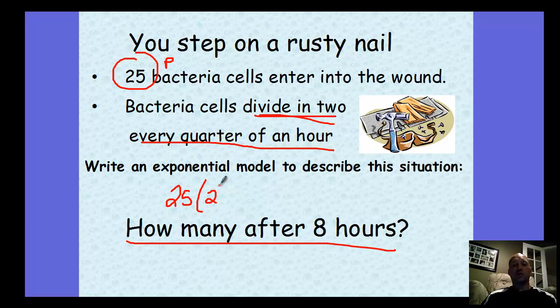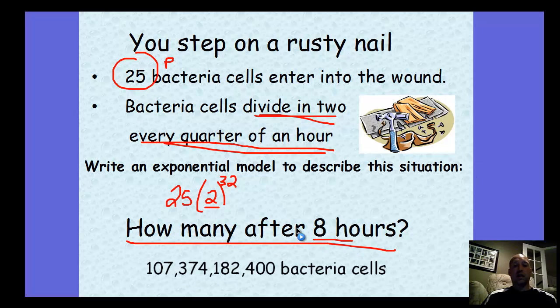But how often are we going to do that? Every quarter of an hour. So how often would that be done in 8 hours? If it's every quarter of an hour, in 1 hour it's going to be 4 times. So in 8 hours, 4 times 8 would be 32 times. So that's how many times we would have doubled the bacteria. So this would be the equation to represent the situation.